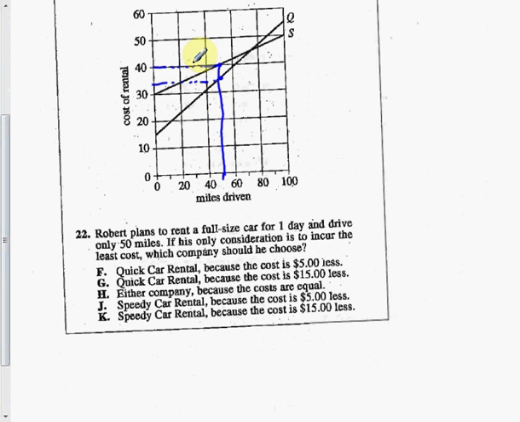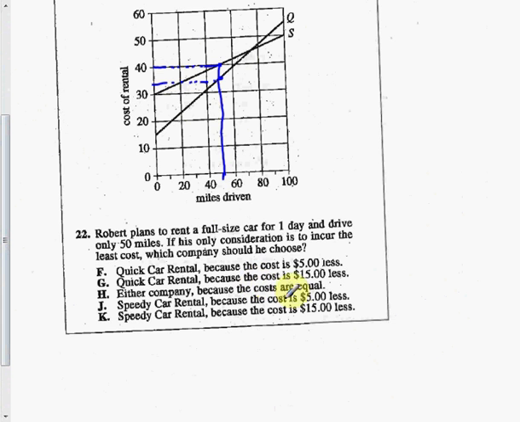So it says Quick Car Rental because the cost is $5 less. Quick Car Rental because the cost is $15 less. Well, if we look in between from the 40, it seems like the Quick car is somewhere around 35, somewhat close to that, maybe a little bit under. We don't know, but we can estimate. So we know that it's somewhere around 35. So the difference between 40 and 35 looks to be 5.